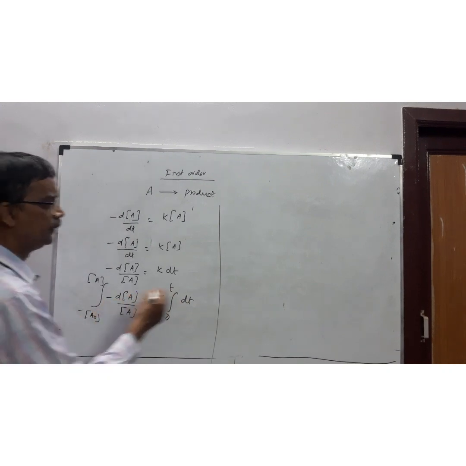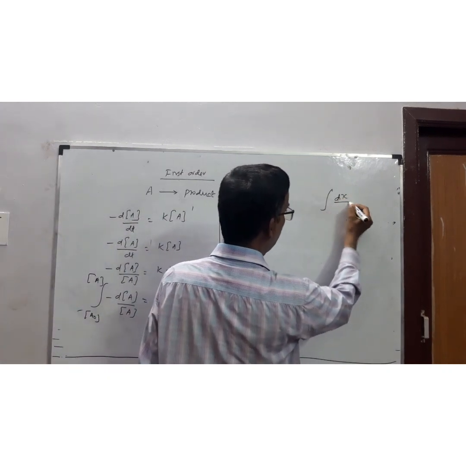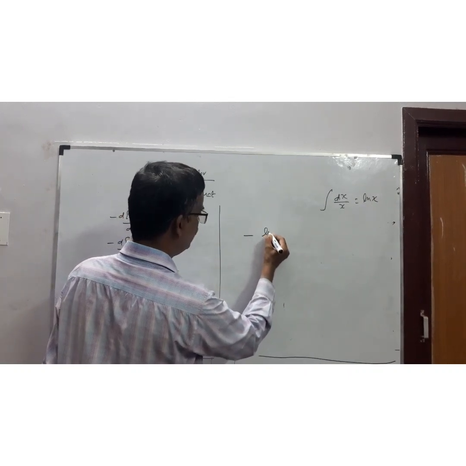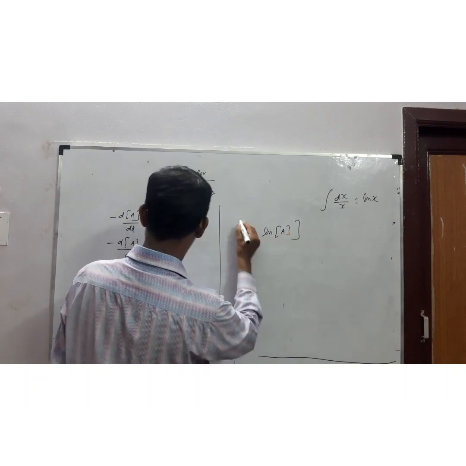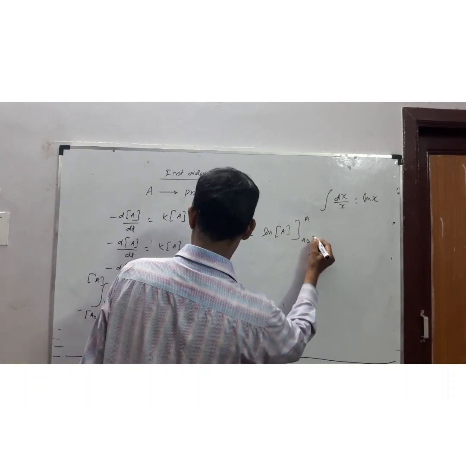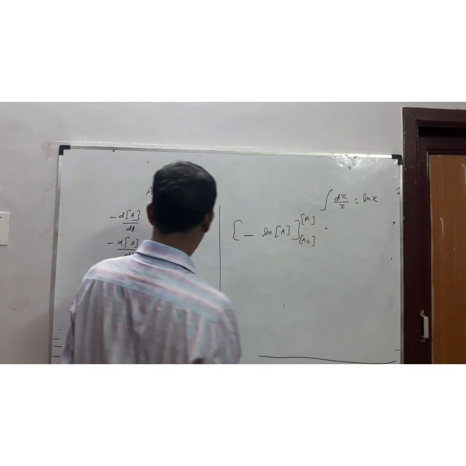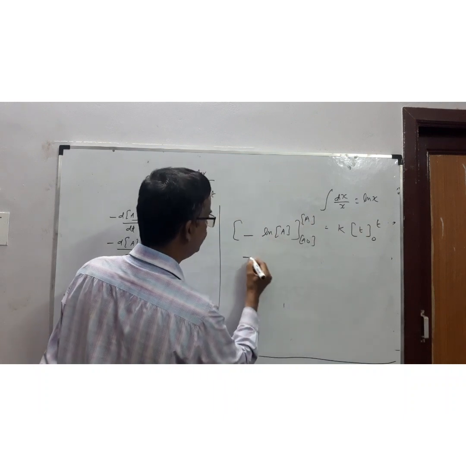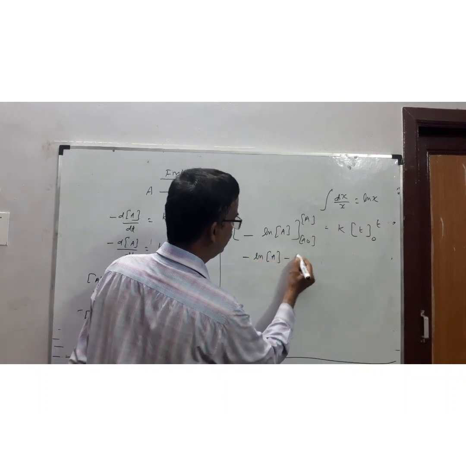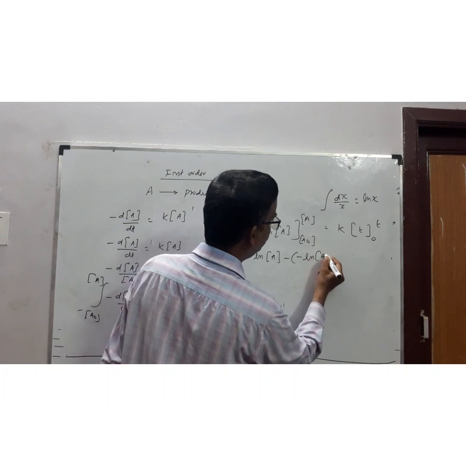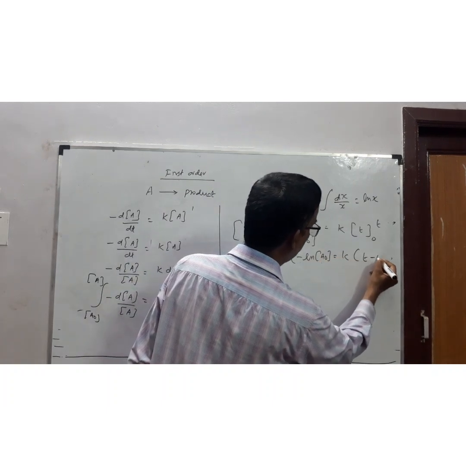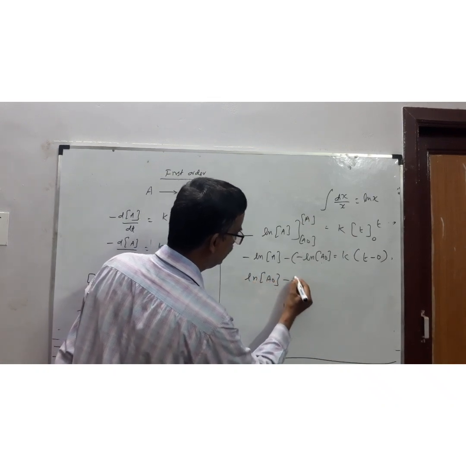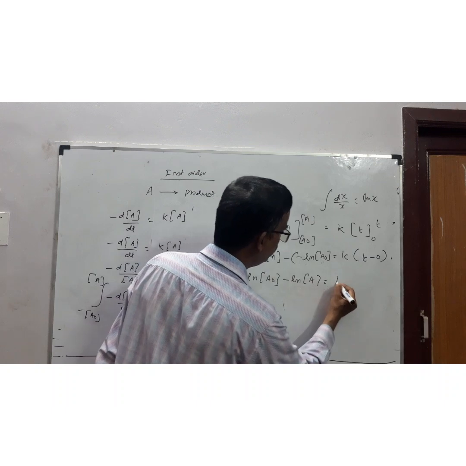Okay. இப்போ integral of dx by x equal to ln x. இங்க என்ன வரும்னா minus ln A ன்னு வரும். Substitute பண்ணுங்க A naught. Equal to K dt க்கு t வரும். Limit 0 to t. Substitute பண்ணலாம். Minus ln A minus of minus ln A naught equal to K t minus 0. Plus ஆகுமா? அப்போ ln A naught minus ln A equal to K t.